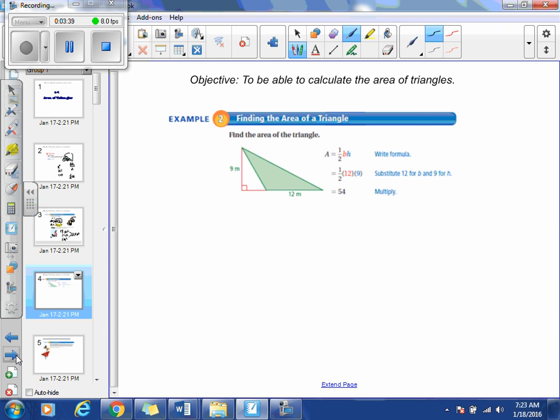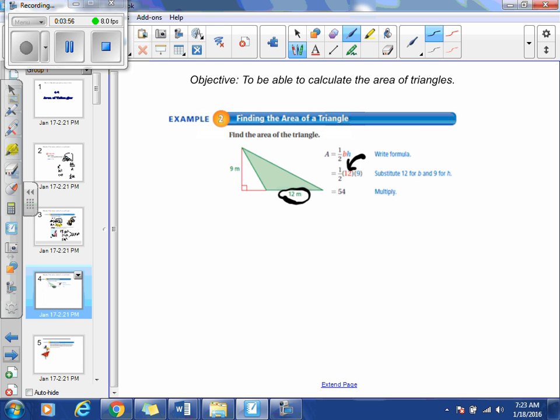Okay, find the area of this triangle. So for this triangle, again, we're using area is 1/2 of the base times height. So they said that the base is 12. All right, the base is 12.